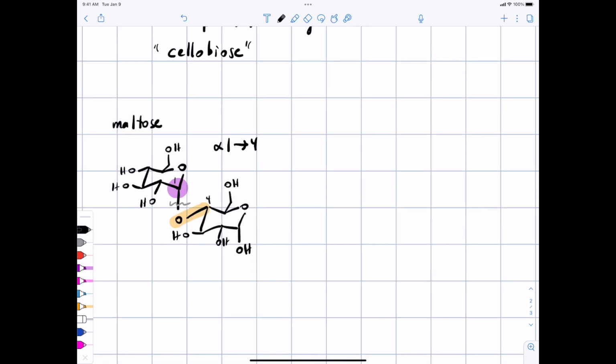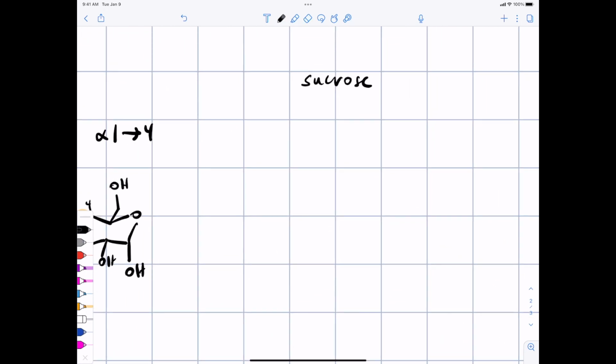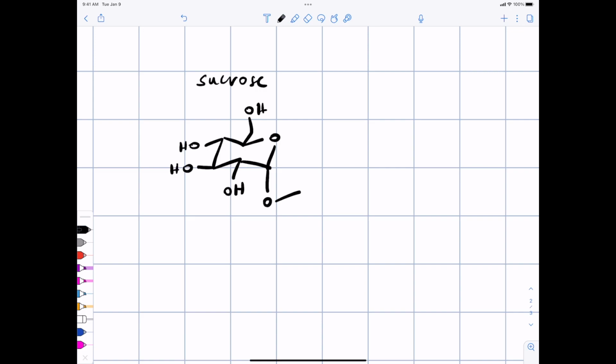We might as well do table sugar, which is sucrose. I hesitate to do this example, but let's just forge ahead.